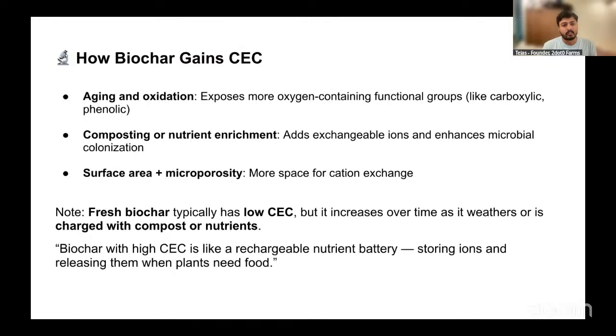Aging and oxidation, compost or nutrient enrichment, and then exposing more of its surface area, more of the volume of a nugget of biochar, making it available. So biochar with high cation capacities is like a rechargeable nutrient battery. That means it can hold on to all the nutrients and give them to the plant slowly, one by one, whenever it needs, and then hold on to them again. So it's like a rechargeable battery which we use in a phone or laptop.